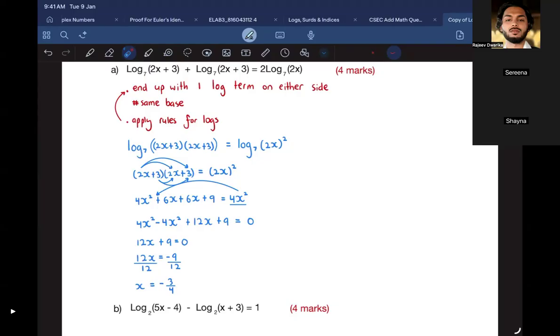Serena and Shayna, I want you all to do part B. So Serena, here's the general flow to follow. You're going to apply the rules for logs. You want one log on either side, and as soon as you have that, drop the logs and continue. Now what you did, you should still get the same answer, but it is not how you would write it mathematically.